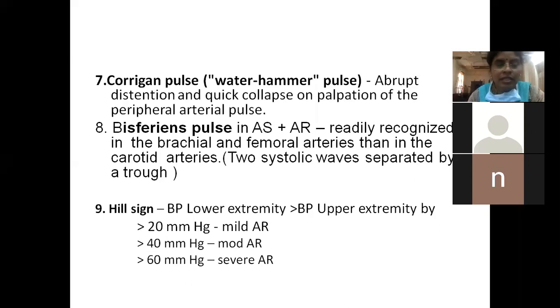Okay, then Hill sign. Hill sign is the difference between the systolic pressure of the lower extremity and the upper extremity. It is usually less than 20 mm of mercury. If it is more than 20, it's mild AR. More than 40, it is moderate AR. If more than 60 mm of mercury, it is called severe AR, depending upon the difference in the pressures between lower and upper.